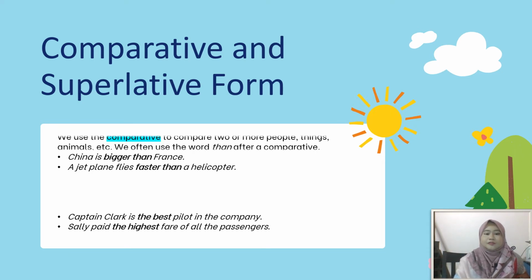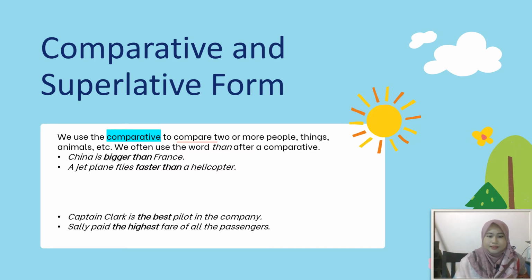Okay, comparative form. We use comparative to compare two or more people, things, animals, and etc. We often use the word than after a comparative. Okay, look at the example here. China is bigger than France. China is bigger than France. So comparative is you compare two things. Bandingkan dua benda. Okay.